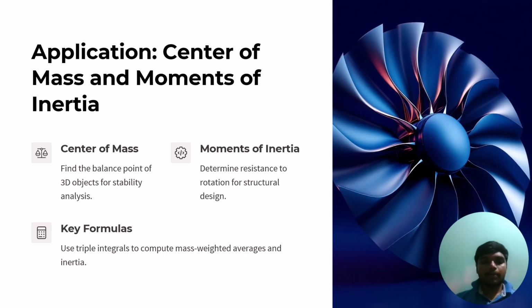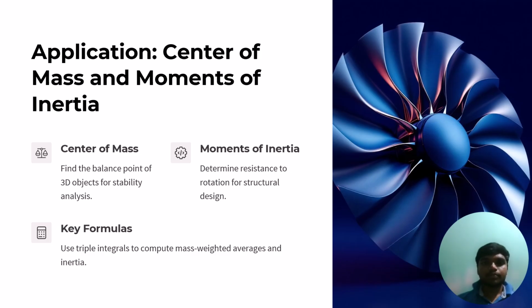Examples of setting up triple integral. Consider a solid bounded by the planes z equals 0, z equals 1, and x square minus y square, a paraboloid, over the circular region in the xy plane defined by x square plus y square. The triple integral to find the volume V of the solid can be set up as V equals integration of x square minus y square dz dy dx.